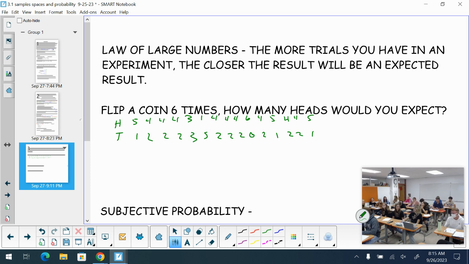0 heads, 6 tails. 2 and 4. Oh, did I miss somebody? 2 and 4. Eli? 4 and 2. 3 and 3. 5 and 1.